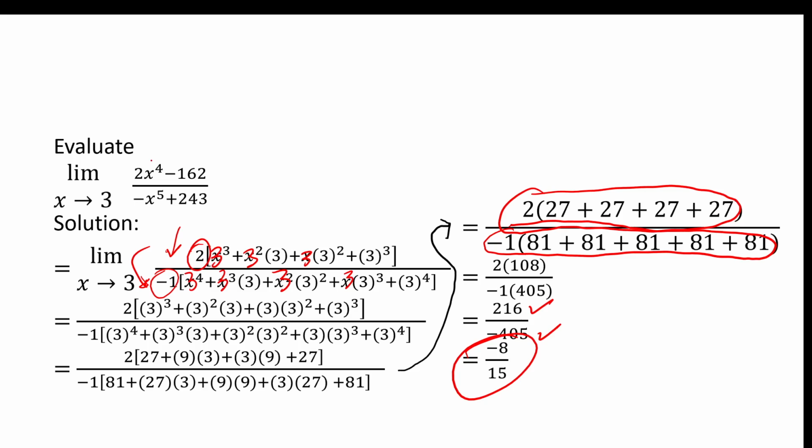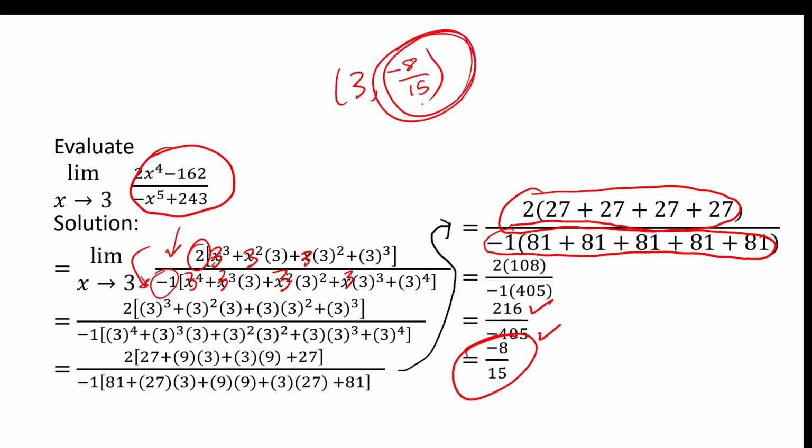So believe it or not, if we were to actually graph that function right there, we would have a function that's continuous on either side of x equals 3, but there'd be a hole at 3, -8/15. And all we're really doing, believe it or not, is an elaborate finding of the y-coordinate of the hole.